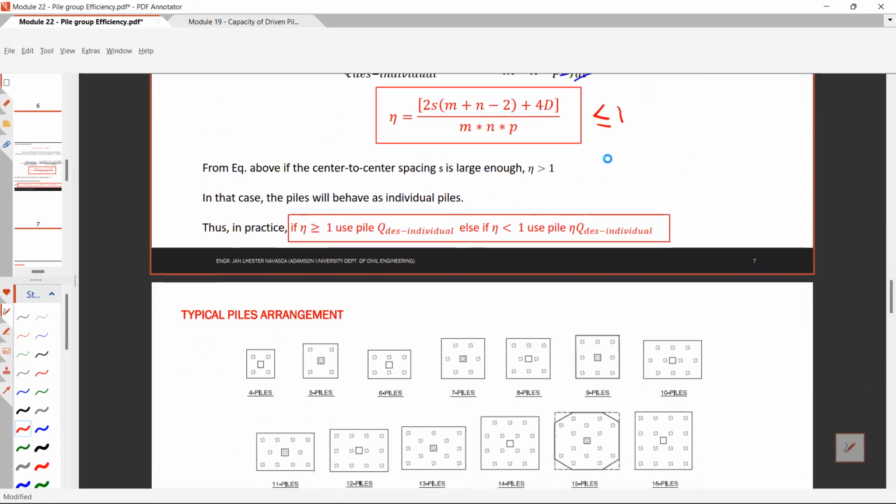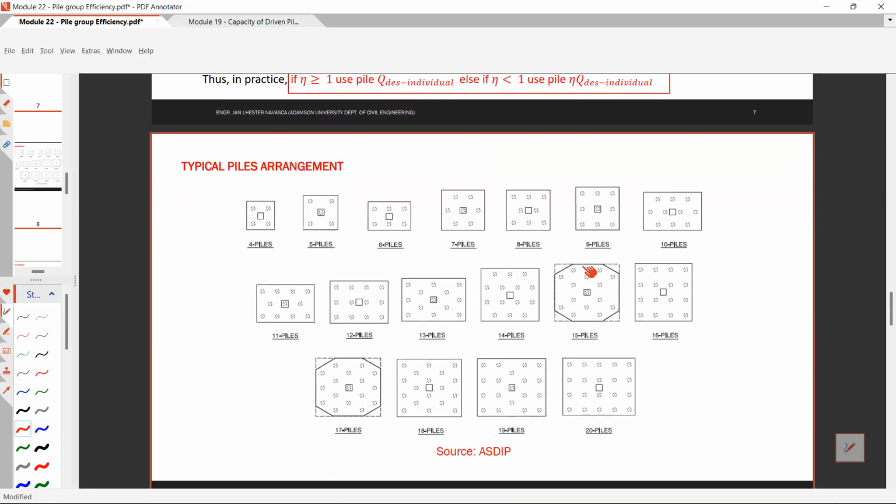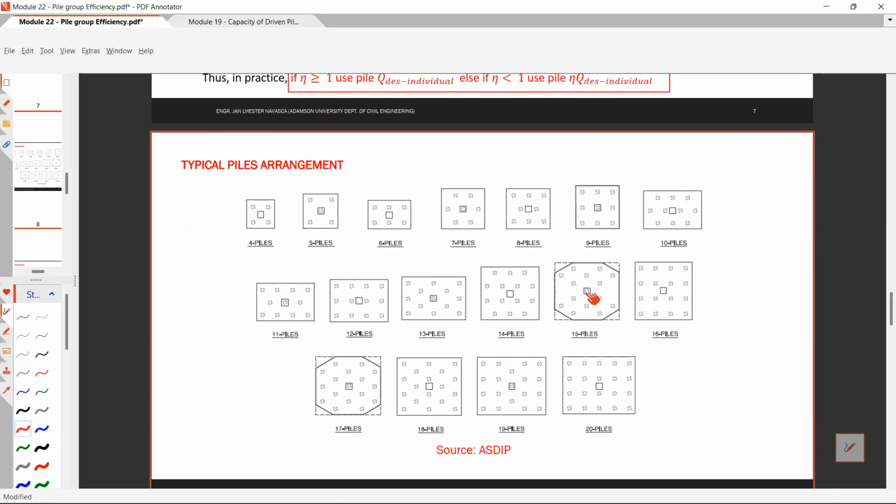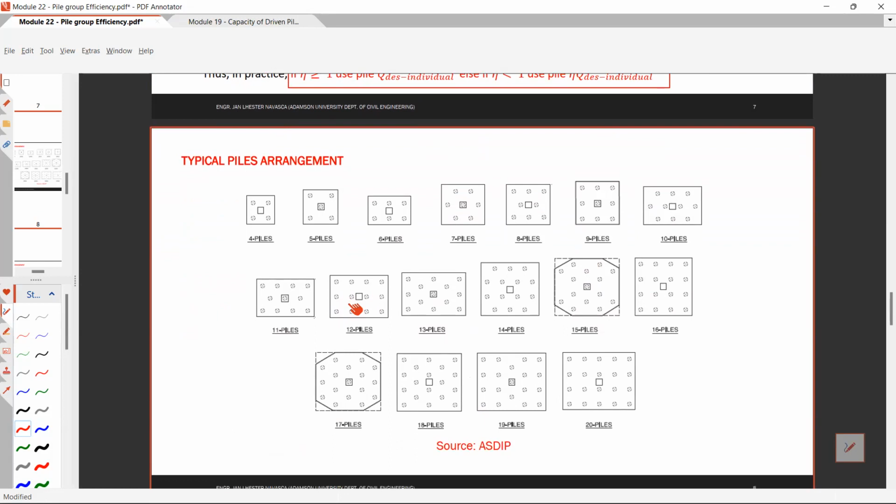Okay. So we have the typical pile arrangement. Okay, so if you're working now in the industry or you have your own company, you can check this typical pile arrangement. So kapag meron kang piles na meron pa ditong tatlo so hindi na ilagay. So pag 3 piles, ganito yung typical arrangement.